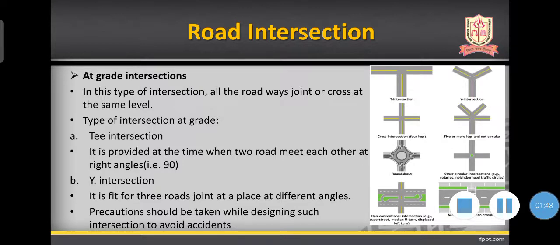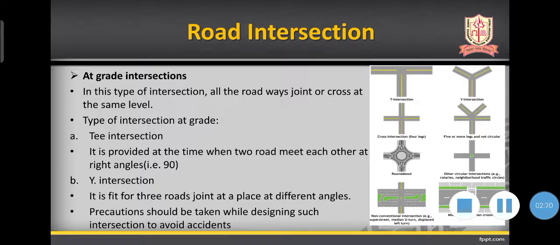This means that two different roads are intersecting each other at the same level. In this type of intersection, all the roadways join or cross at the same level, and it is known as an at grade intersection. The types of at grade intersections are the T intersection. As you can see in diagram 1, if there is one straight road and a second road intersecting at 90 degrees to that straight road, then that is a T intersection.